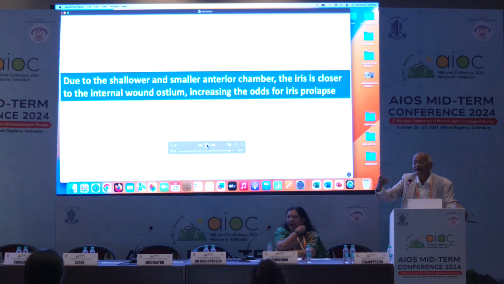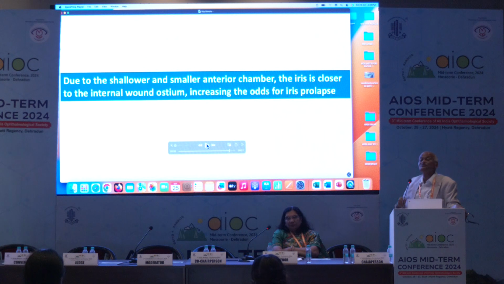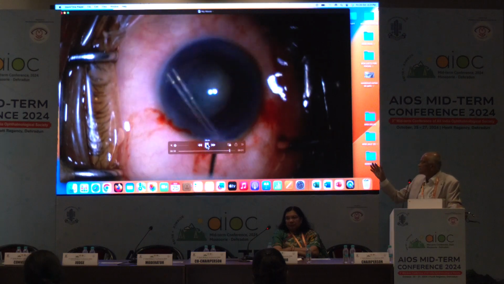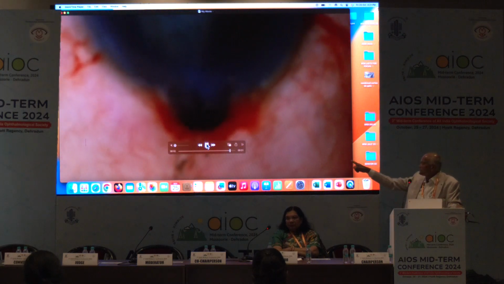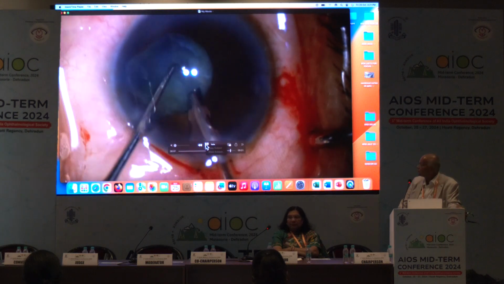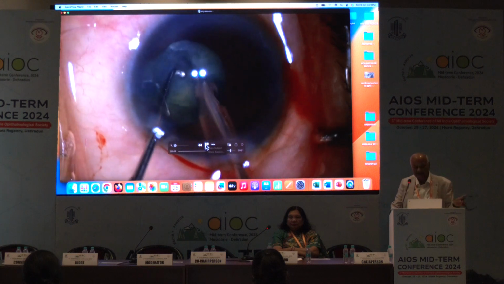Why? It is attached in front, not behind. Normally the iris is attached behind, but here it is attached in front, and so it will come forward. So in a normal cataract, iris prolapse is not much, but in this type of cataract, iris prolapse is much more. So again, you will have to see, I am doing the hydrodissection, and see here. Once I am doing the hydrodissection, what has happened? The iris has come out.